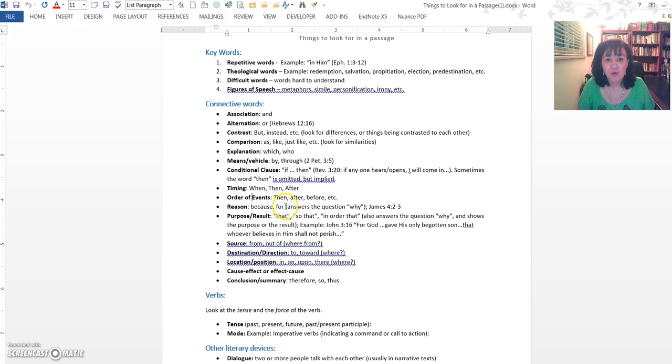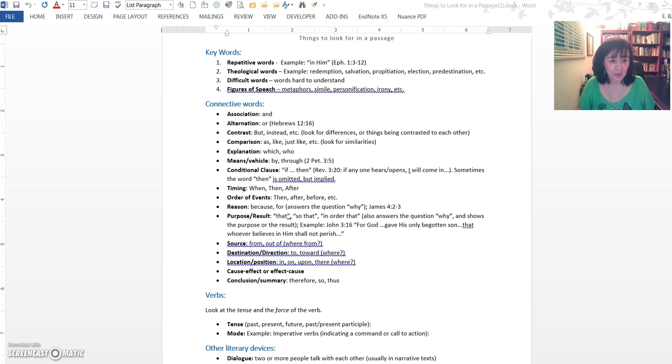Because or for, that shows reason. That or so that, or in order that, shows purpose or result. So look for these keywords and see what they suggest. Oh, you see, so that means that there is a purpose or a result. You see the word because, oh, that means that there is a reason behind this. So let's see what's the reason. So you look at the reason and then explain it in your study.